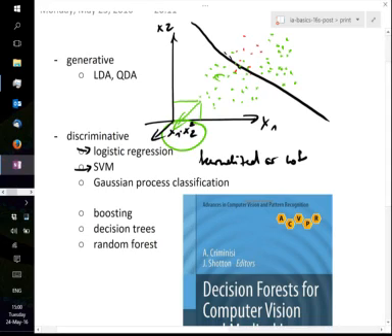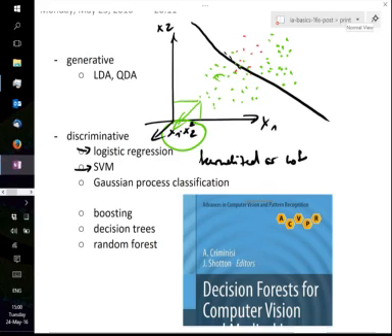Popular in a slightly different community is also Gaussian process classification. This can also be seen as a kernelized version of regression.